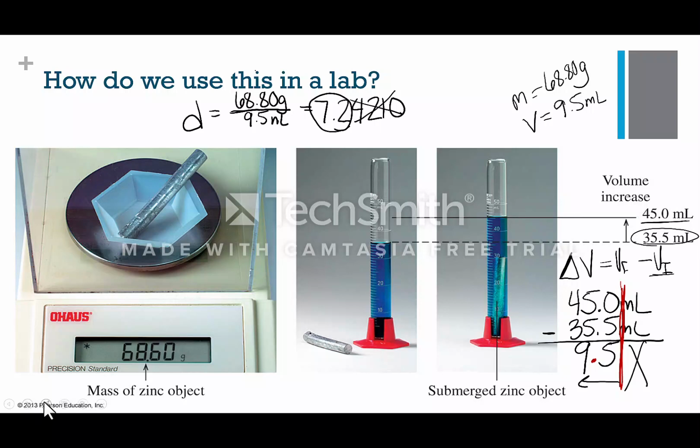So to get all the points, I would report that density equals 7.2. And then remember the units are just grams per milliliter. Okay. So that's how we calculate density of an irregularly shaped object. I hope you guys found this example helpful.